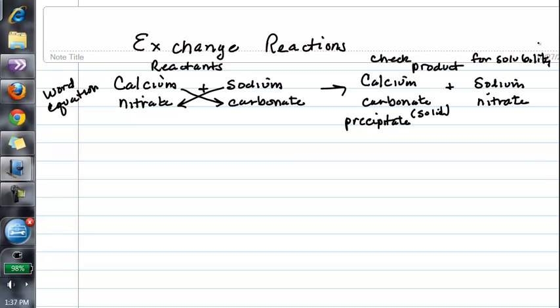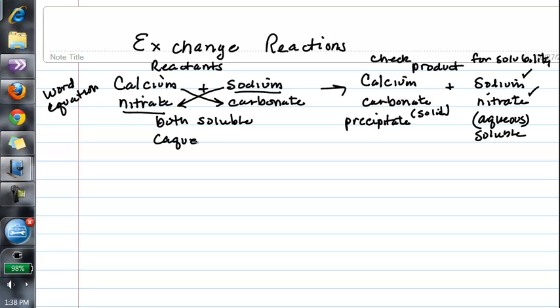When we look at sodium nitrate, we're going to see that all sodium compounds are soluble, and also all nitrate compounds are soluble. So this should be real soluble. So this is soluble, this is aqueous, this is soluble. By the way, both of the reactants were soluble. This was a nitrate, this was a sodium compound, so both of these were soluble. So we would call them aqueous.